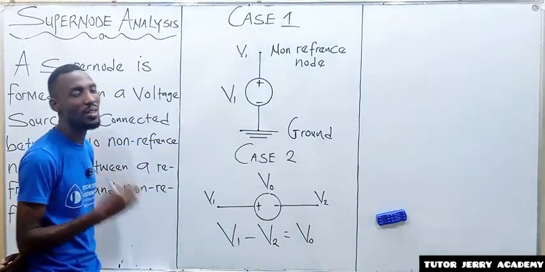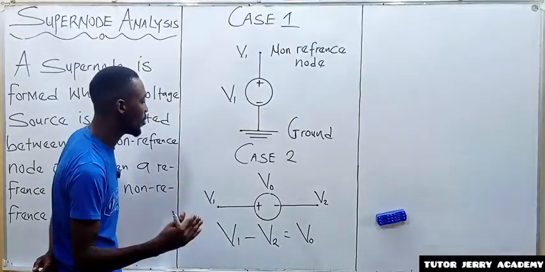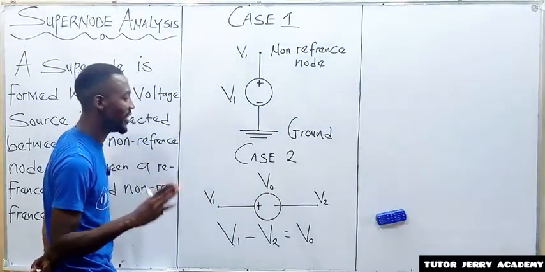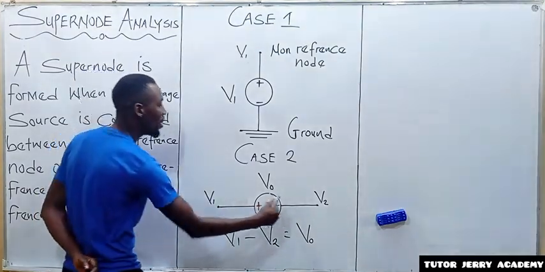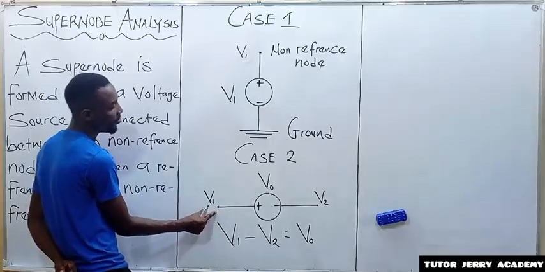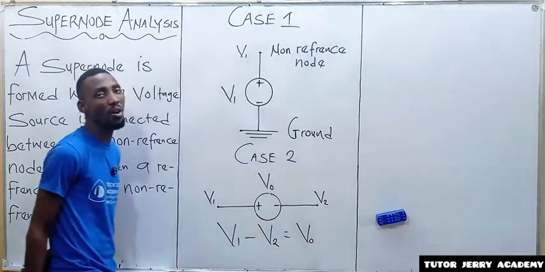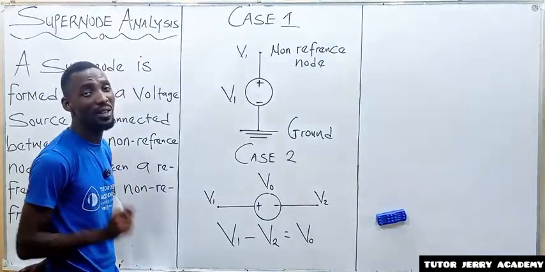So that is why we refer to them as non-reference nodes, and you are going to treat them as a single node. Then you need to write the equation, and the equation, the one that is positive is going to be V1. Then subtract from the one that is negative, then equate it to the value of the voltage source. I hope you understand this.